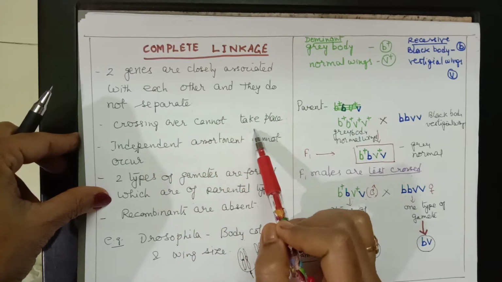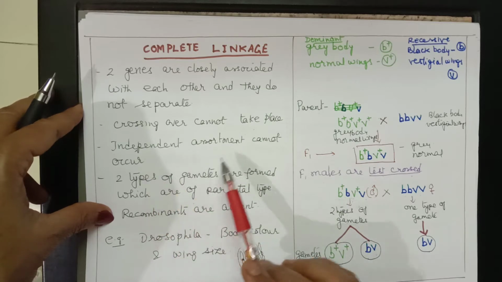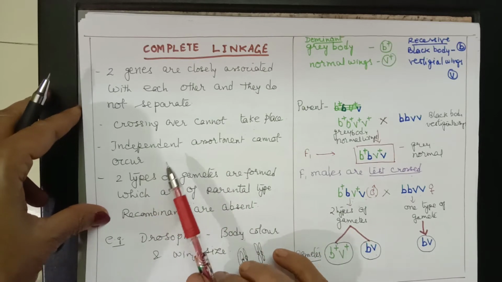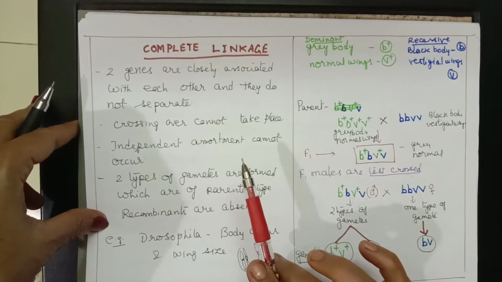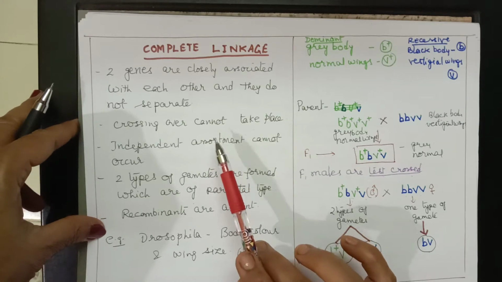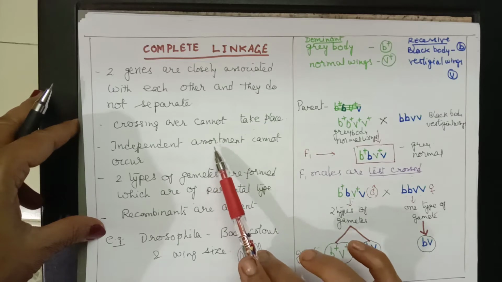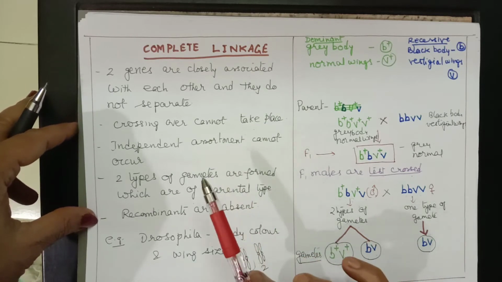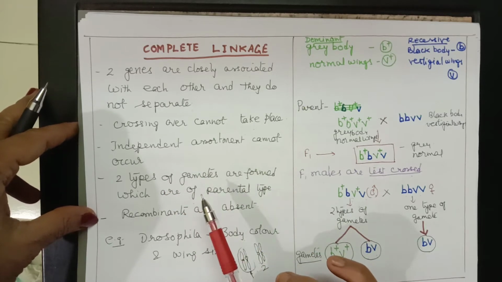Crossing over cannot take place here. There is no crossing over. Independent assortment is also absent. Independent assortment takes place between two homologous pairs of chromosomes. It was observed by Mendel. It involves genes located in two homologous pairs of chromosomes, and that leads to what is called independent assortment.